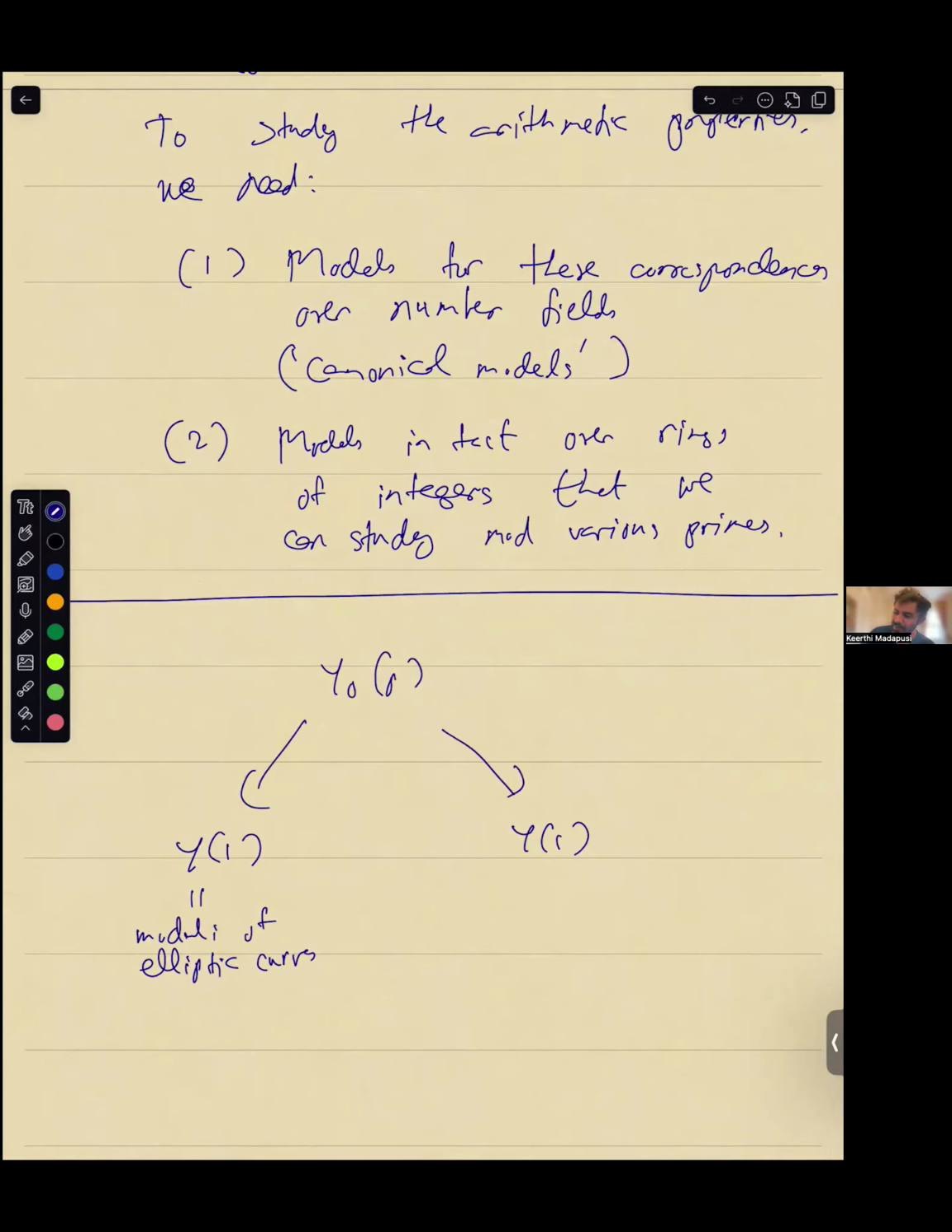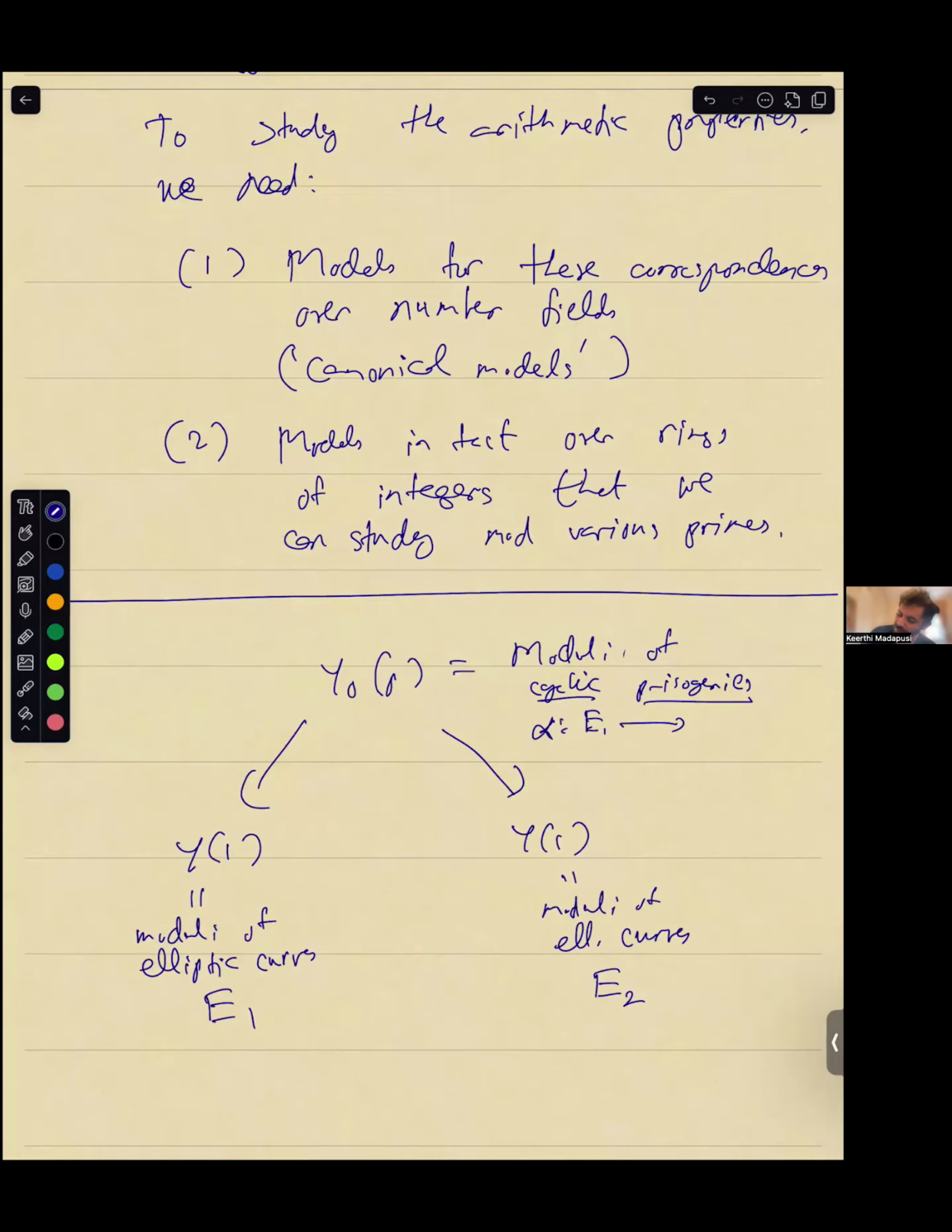And this is the moduli of what are called, well, okay, let me just put it this way, cyclic p-isogenies. This is a little redundant, but still, cyclic p-isogenies. So this is the moduli of elliptic curves E1, and the moduli of elliptic curves E2. And this is the moduli of cyclic isogenies alpha from E1 to E2 of degree p.